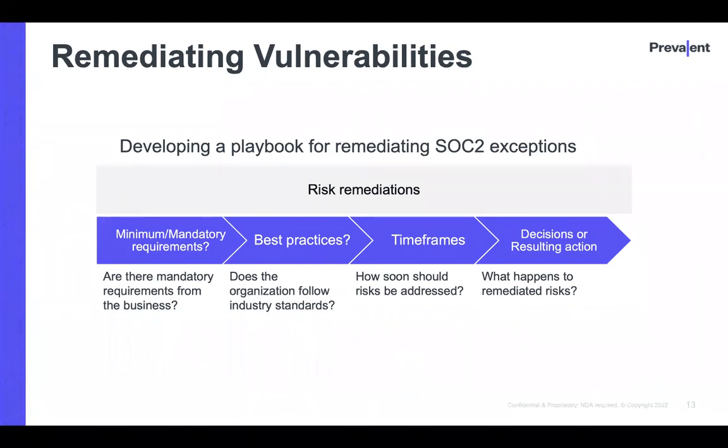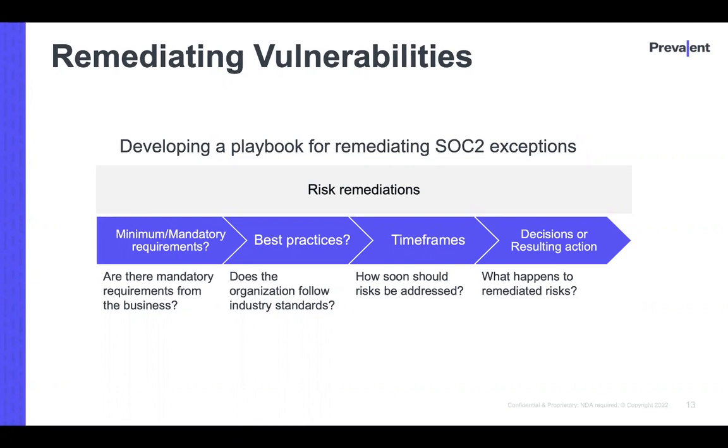Now it comes on to the remediation. So what do we do now? We've got these actions where there may or may not be some form of management response. So we should start now developing a playbook that enables us to remediate those SOC 2 exceptions. So we've got 4 key decisions to make and 3 actions to consider.